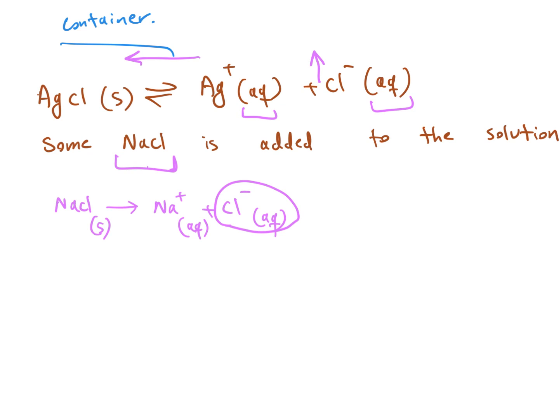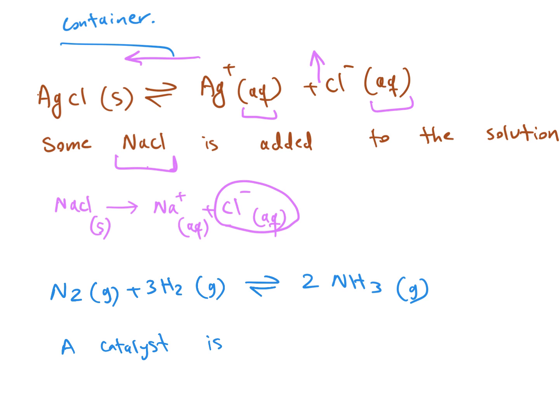Okay, finally, let me have another example. Say N2 plus 3H2 gives 2NH3 gas. And I say a catalyst is added to speed up this reaction. What happens now? Left to right, right to left? Could go either way. What else do you guys think? Would it change at all, just because it's just speeding up the reaction?